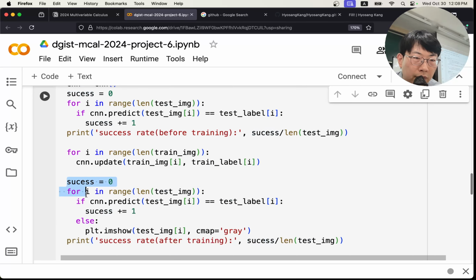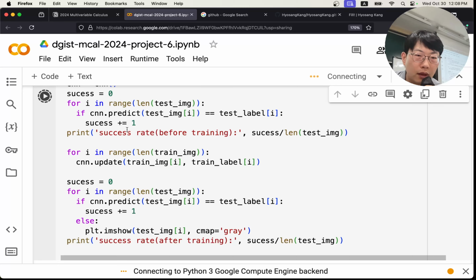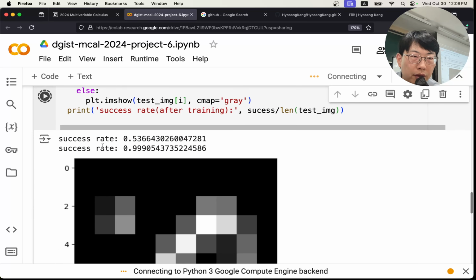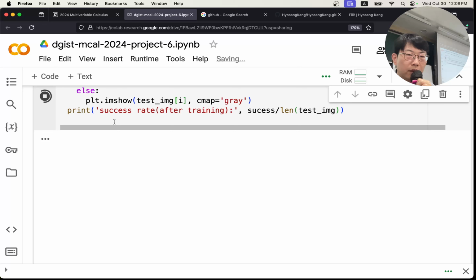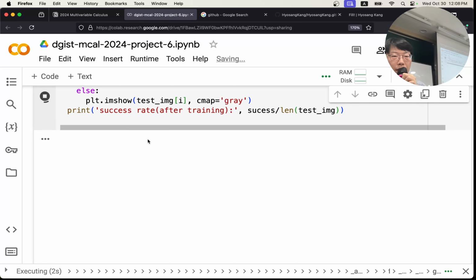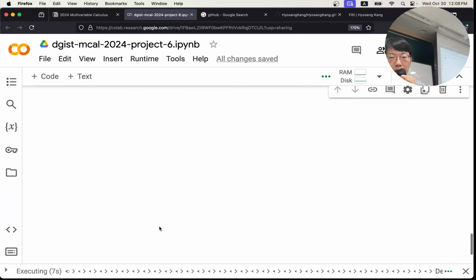And then after I'm done with this, I also do the same thing, calculating the accuracy rate, then compare these two results. I'll see how it looks. Oh, it's done already. So here's the success rate before the training, which is 53%. Basically, it's not done yet. Okay, so that was a previous result. It's doing the work.